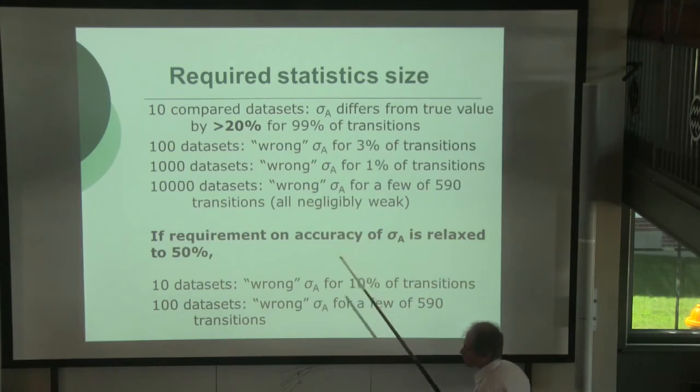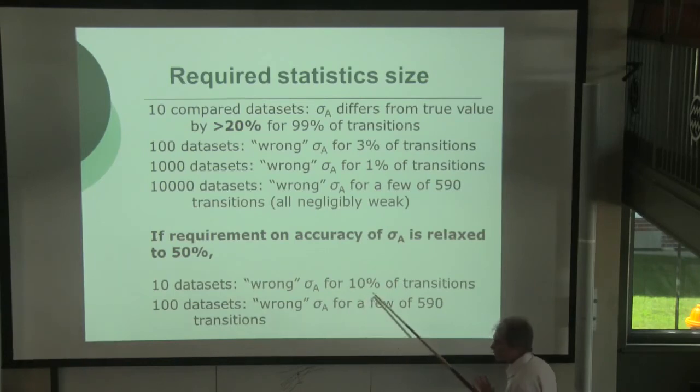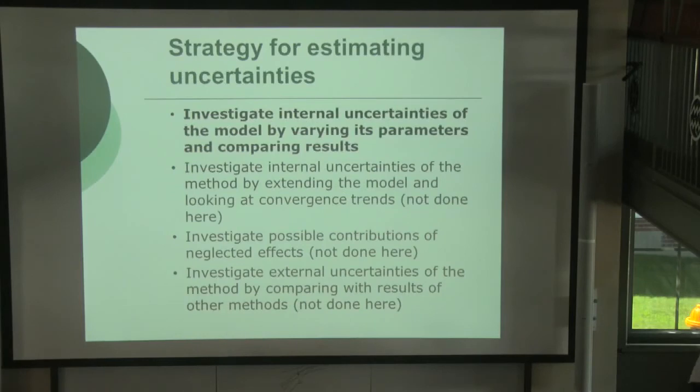Only if you relax your requirement to know, say, a reasonable factor of 2 accuracy for your standard deviation, then 10 data sets get you 90% of results correct in this sense. So just a brief reminder that this is not a complete investigation of uncertainties, but only one part of internal properties of the model I was using.